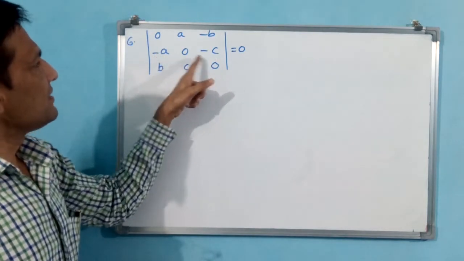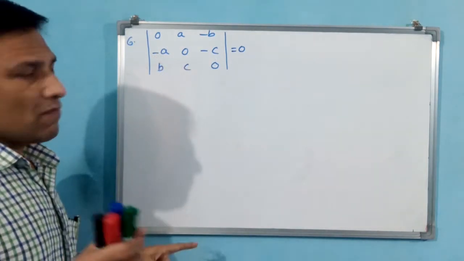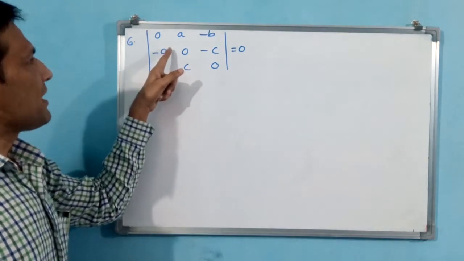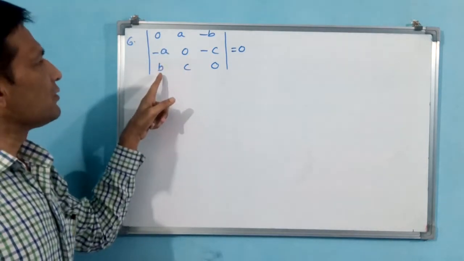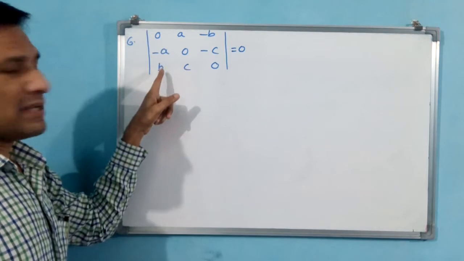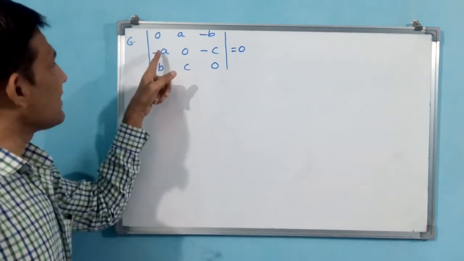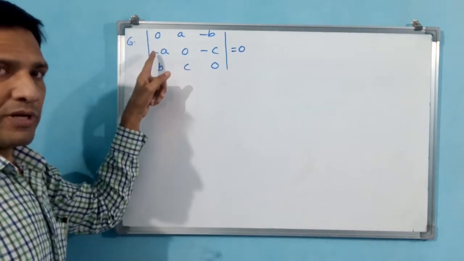Minus AC, minus BC. What I want to do, I want to multiply with B and I want to multiply with A. Then minus AB plus AB, both I will add and write in R2. Then this is going to become 0.